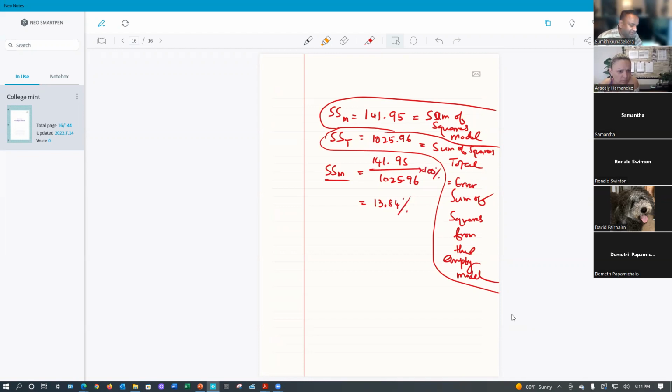See, this has a name: sum of squares model divided by sum of squares total. This one has a name. It's called R squared, or we call this one PRE, proportional reduction in error, or R squared. You can simply go to the R squared and have a look. Okay. Sum of squares model.